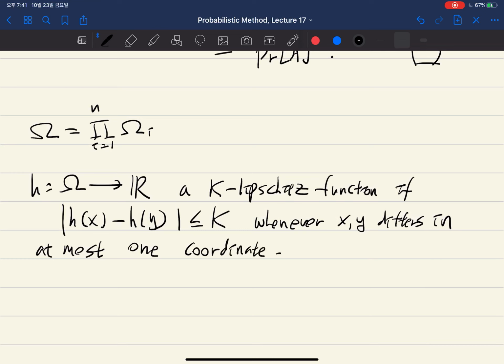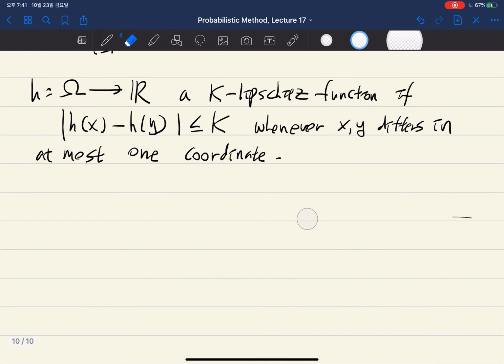So this coincides with the previous definition of Lipschitz, when the gradation here is just P1, P2, and P3, and so on, where Pi is the first i coordinates. Anyway, so we have this K-Lipschitz condition.